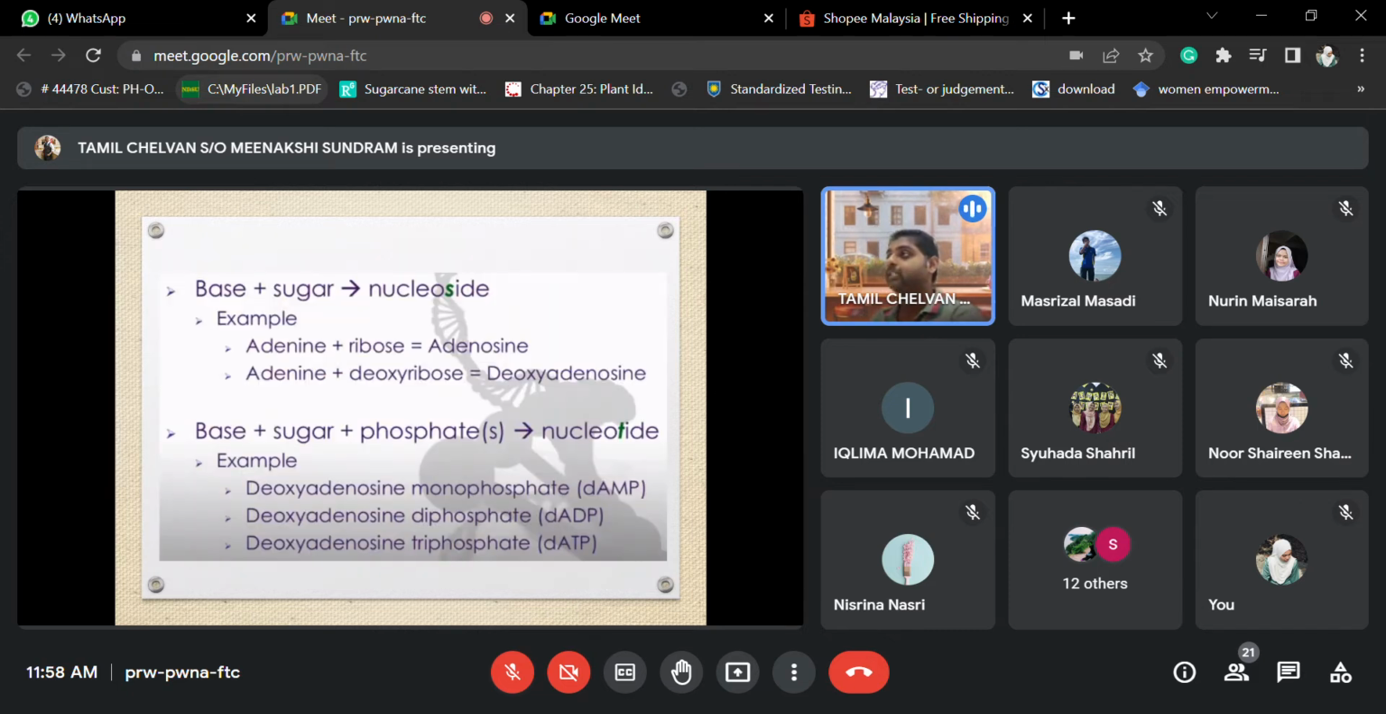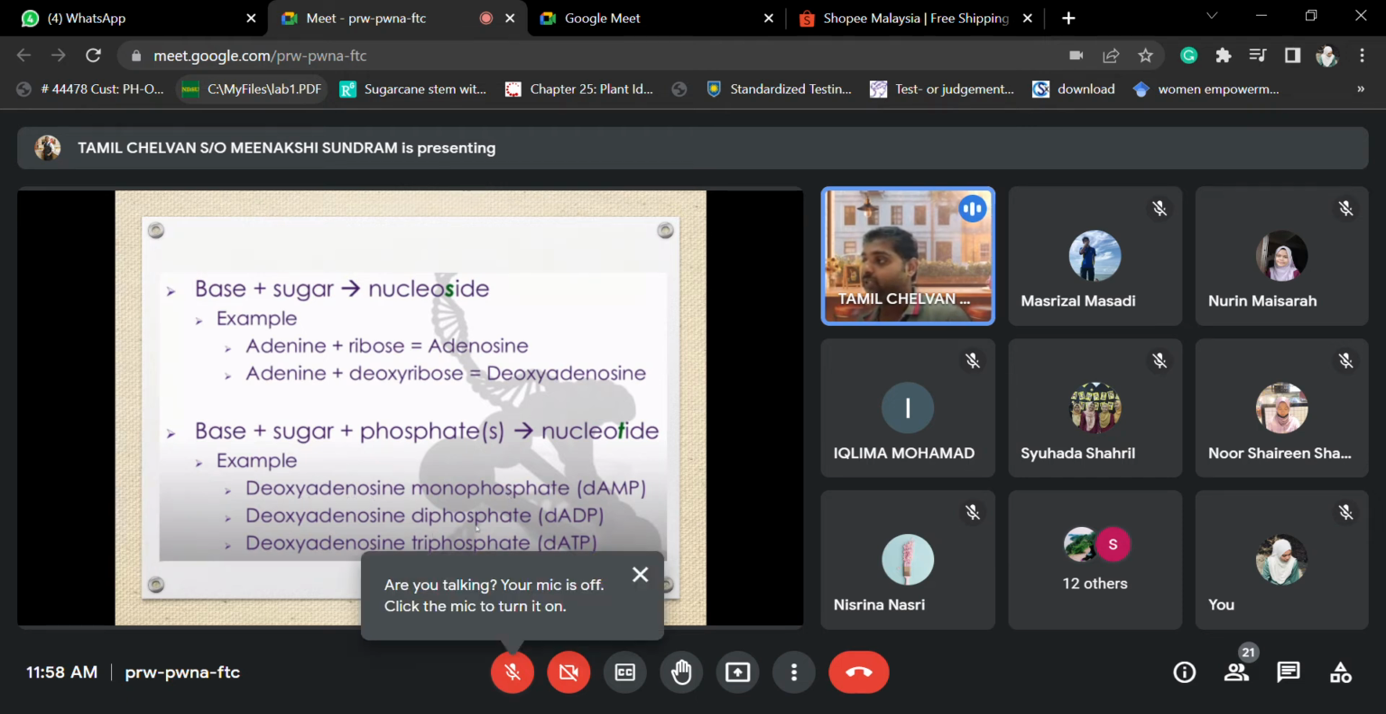Base plus sugar is nucleoside. Adenine plus ribose is adenosine. Adenine plus deoxyribose is deoxyadenosine. Base, sugar and phosphate is nucleotide. Okay, 3 things is a nucleotide. Examples are deoxyadenosine monophosphate, deoxyadenosine diphosphate, deoxyadenosine triphosphate.